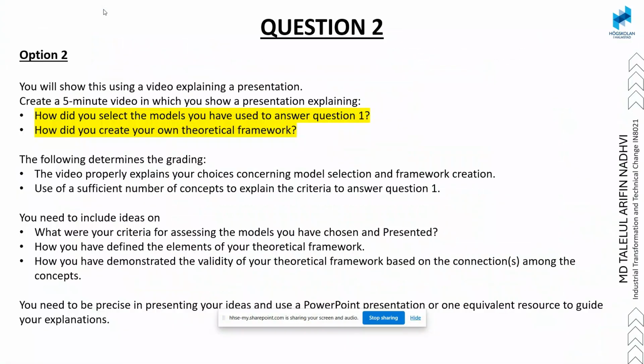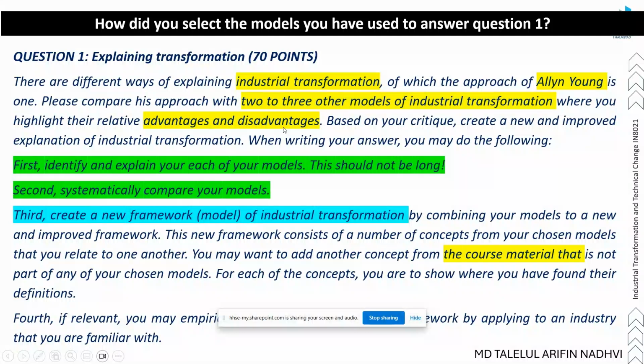Hey, this is Arifin Nadhvi, and I am presenting question 2. Question 2 has two different parts: why I have selected the models that I've used to answer question 1, and how I have created my theoretical framework. To understand question 2, we need to understand question 1 first.